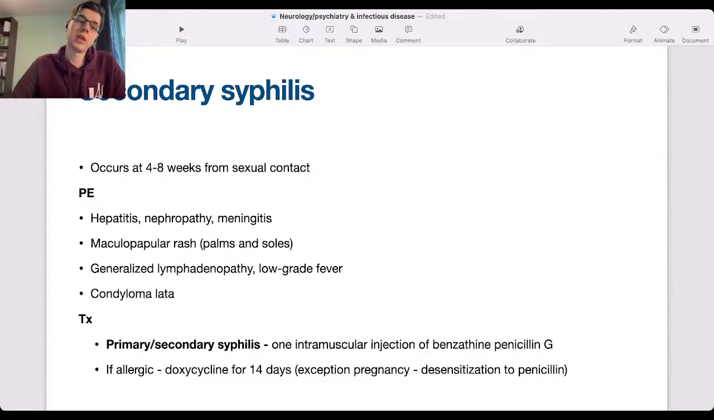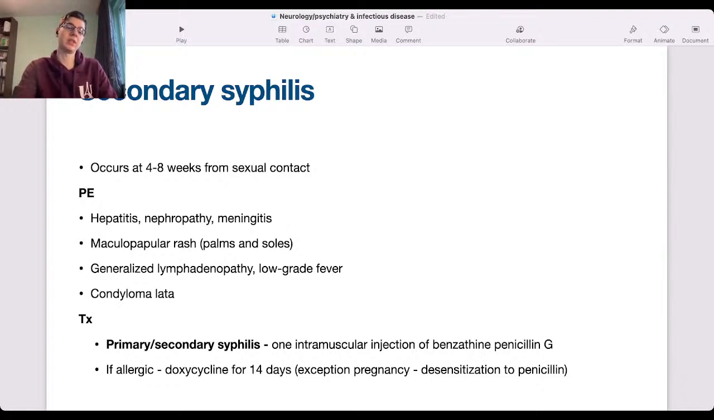On physical exam, the patient will have maculopapular rash on palms and soles, will have generalized lymphadenopathy, low-grade fever, and condyloma lata. Secondary syphilis can also complicate with hepatitis, nephropathy, and meningitis. In this case, our patient developed meningitis.